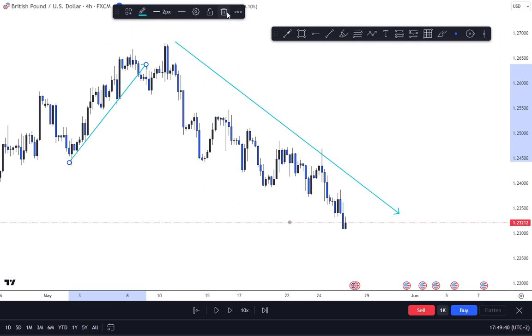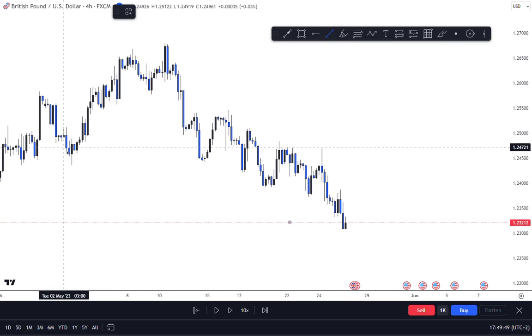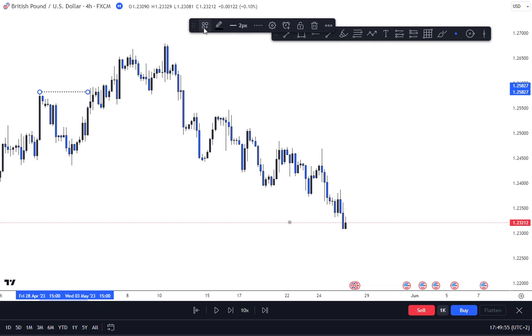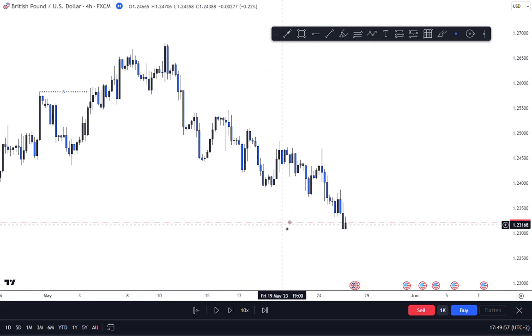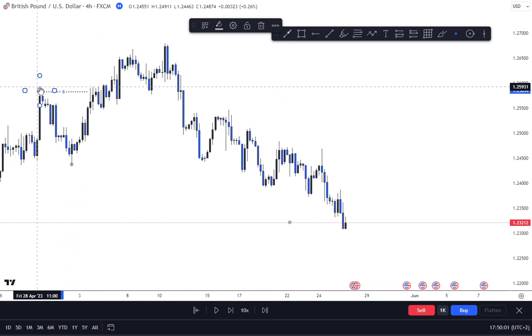Okay, so after understanding that, now I can go on to mark out my structures, right? First things first, by understanding what happened previously, right? Then here what I see previously is that we had a nice break of structure. Market broke structure right there. Came, that's my swing point.